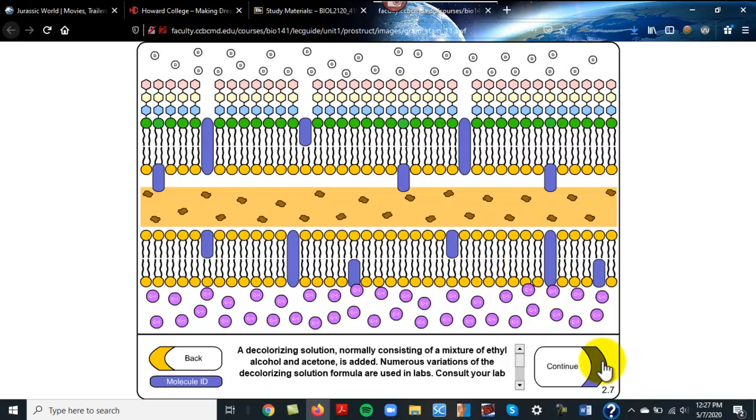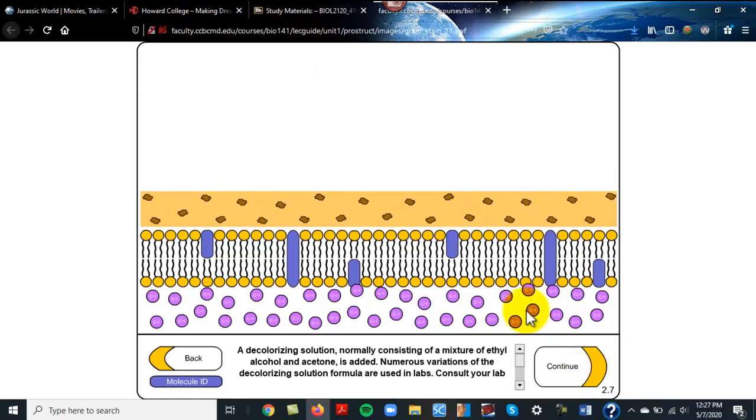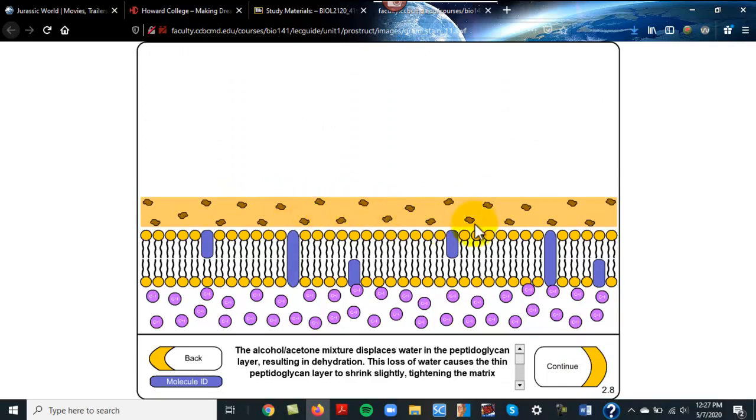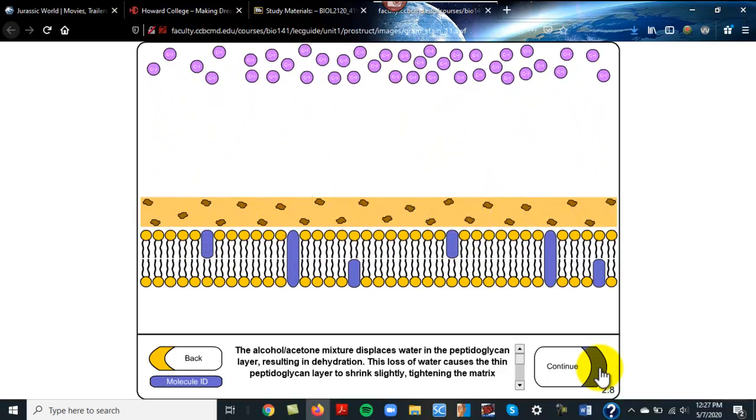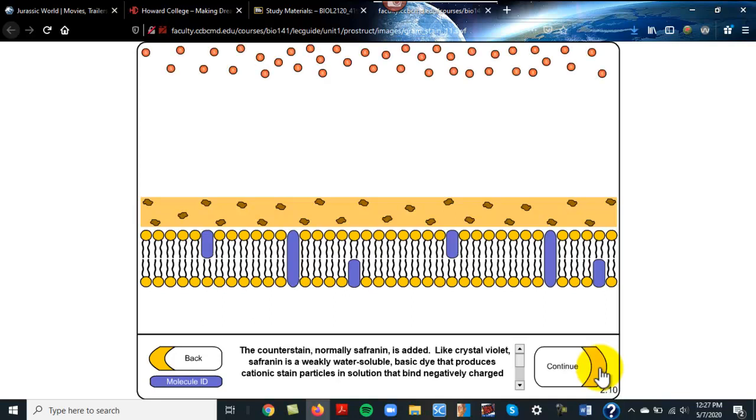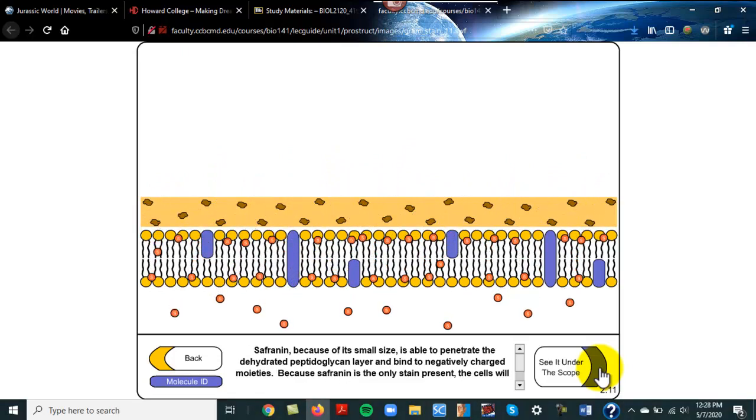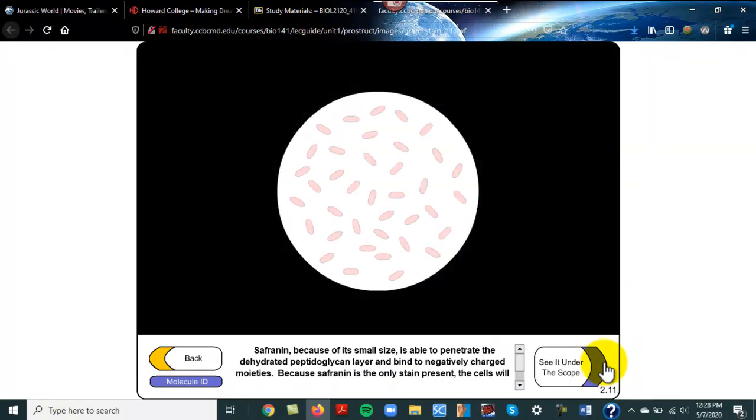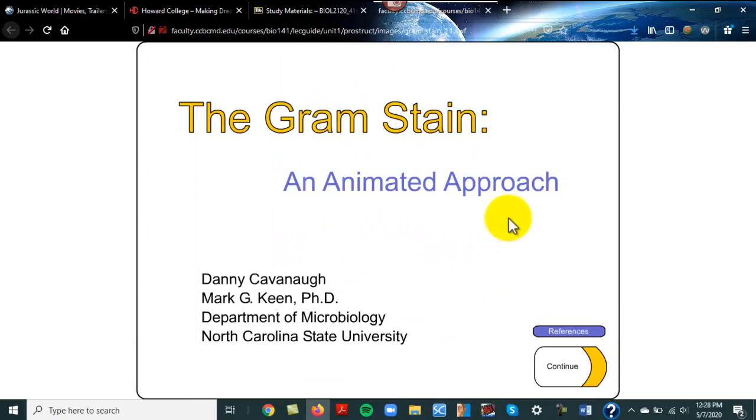Now we're going to add the decolorizer. Now watch what happens to the top up here when we do this. Boom. You see how it completely took it away? Now it's evaporating this thin layer of peptidoglycan. And now, because of that, see, the crystal violet is actually washed out. It's decolorized. And then when you add the last step, which is safranin for 30 seconds, boom, it goes under and accepts the counter stain, and now you have some red cells. So that's the whole thing.